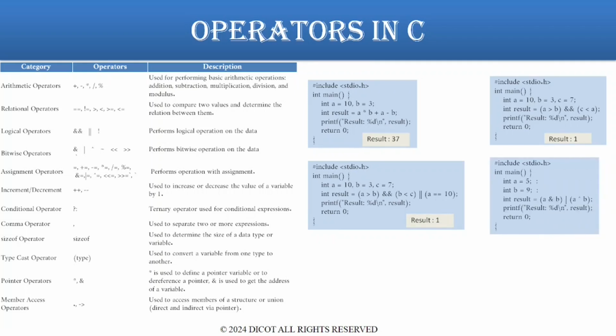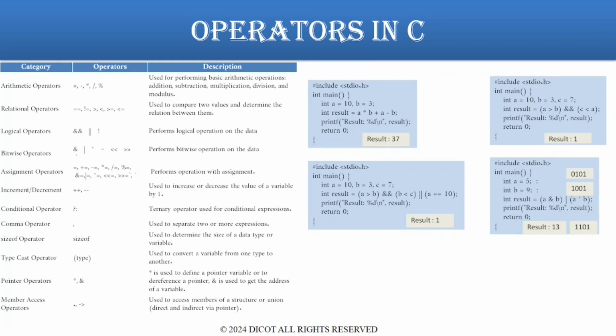Bitwise operators. Let's try to evaluate an expression a bitwise and with b, bitwise OR with a, bitwise XOR with b. This is a compound expression with AND, OR and XOR operators. Initial values of a and b are 5, which is 0, 1, 0, 1 in binary, and 9, which is 1, 0, 0, 1 in binary. The output in this case is 13, 1, 1, 0, 1 in binary.